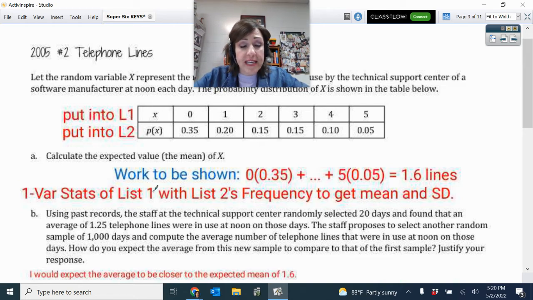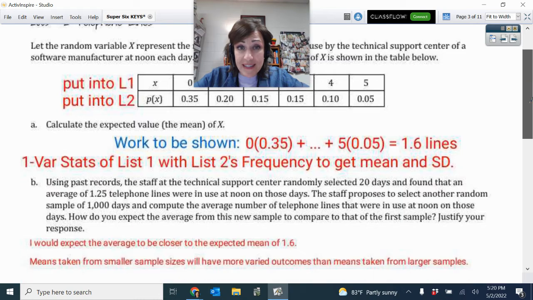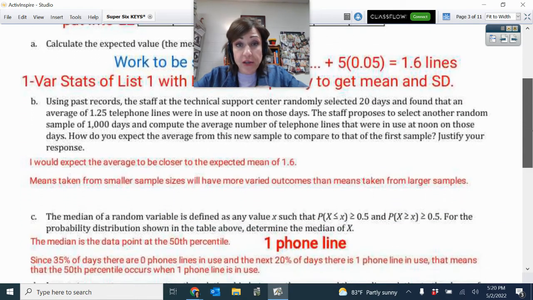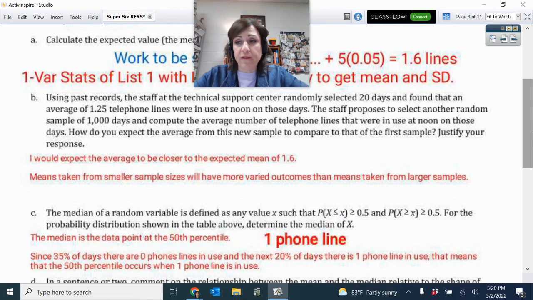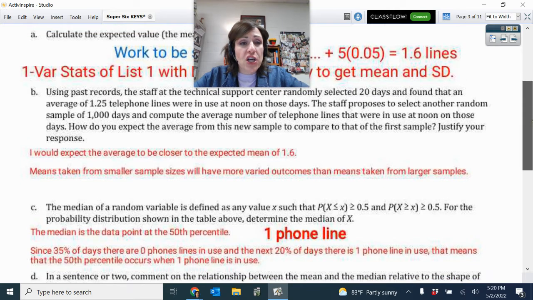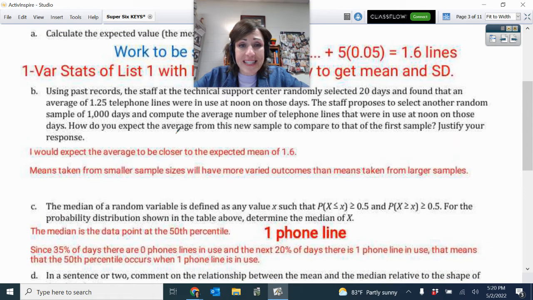So I did one variable stats of list one with list two's frequency. That's the only time you're going to be using your frequency list in your calculator, when you're computing with your one variable statistics. So how do you expect the average?